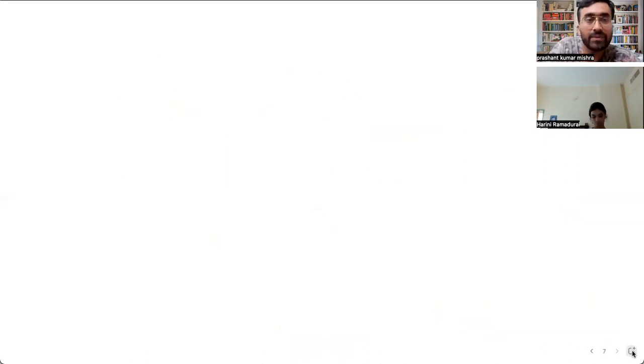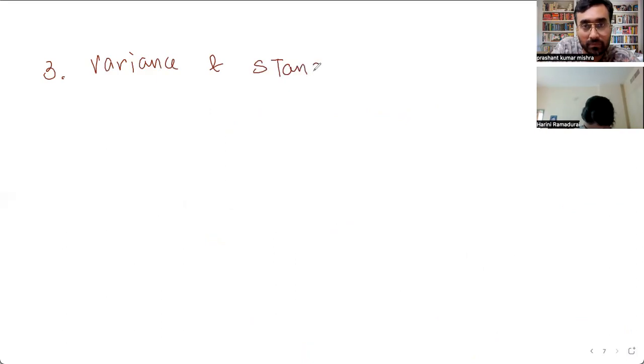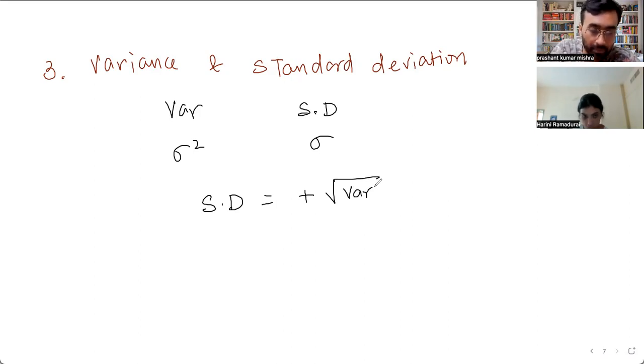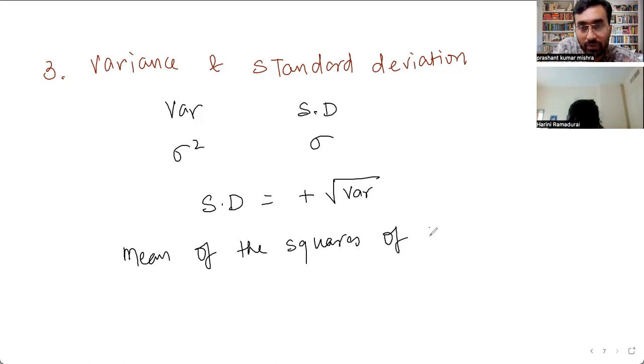Next we have variance and standard deviation. The variance is given as sigma square and the standard deviation is given as sigma. The standard deviation is always taken as the positive square root of the variance. Variance is the mean of the squares of the deviations.